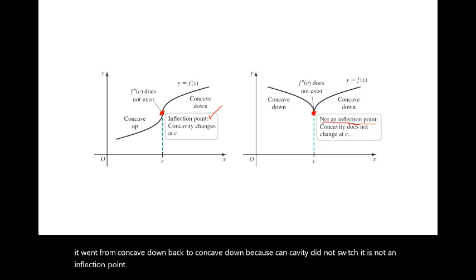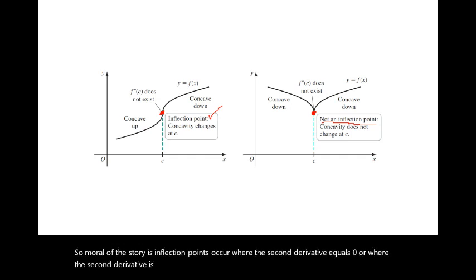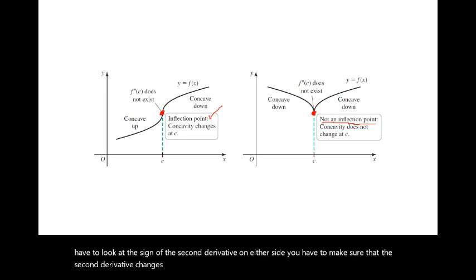So, moral of the story is inflection points occur where the second derivative equals 0 or where the second derivative is undefined. However, to make sure that they are inflection points, you have to look at the sign of the second derivative on either side. You have to make sure that the second derivative changes signs and that concavity does switch. If concavity does switch on either side of those points, then they are inflection points.